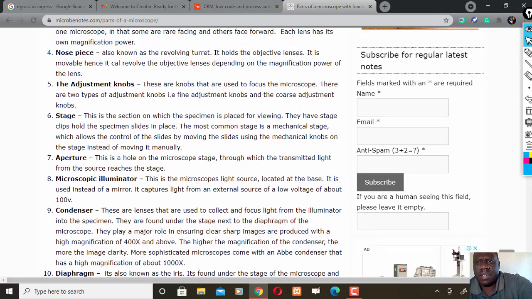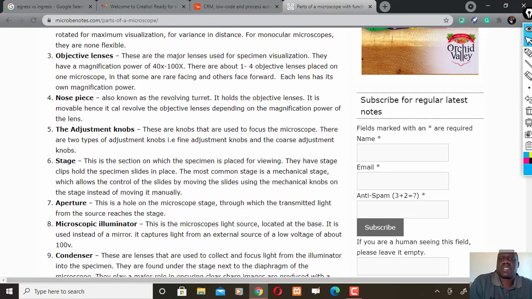Let's now go ahead and look at the adjustment knobs. These are knobs that are used to focus the microscope. There are 2 types of adjustment knobs. There are fine adjusters and the coarse adjustment knobs, meaning with one set you can do some coarse, really rough adjustment when it's quick, and then you can fine-tune with the second set.